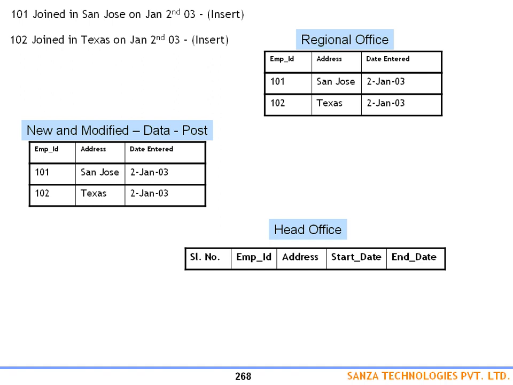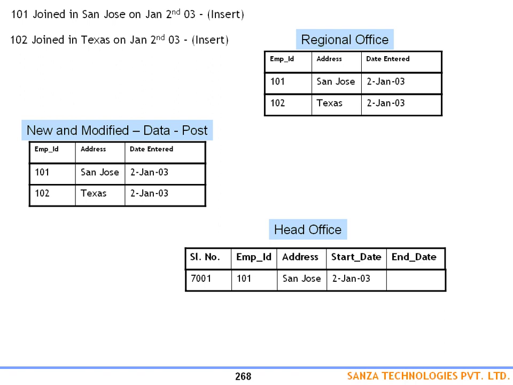Here what happens? When the head office gets that information, they will insert the records. They will generate their own sequence number, and with the assumption that the date entered is the start date, the date on which that employee joined the organization, that is the start date.